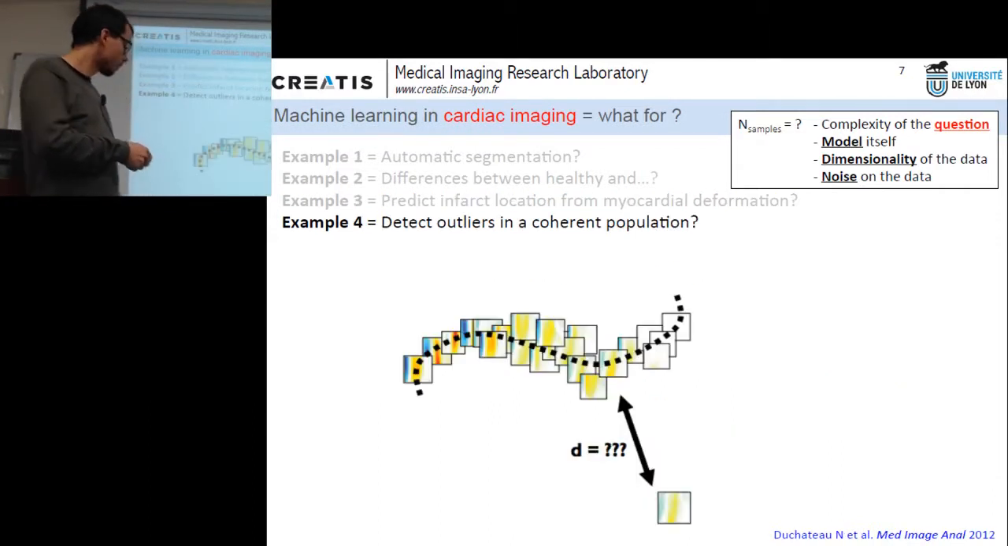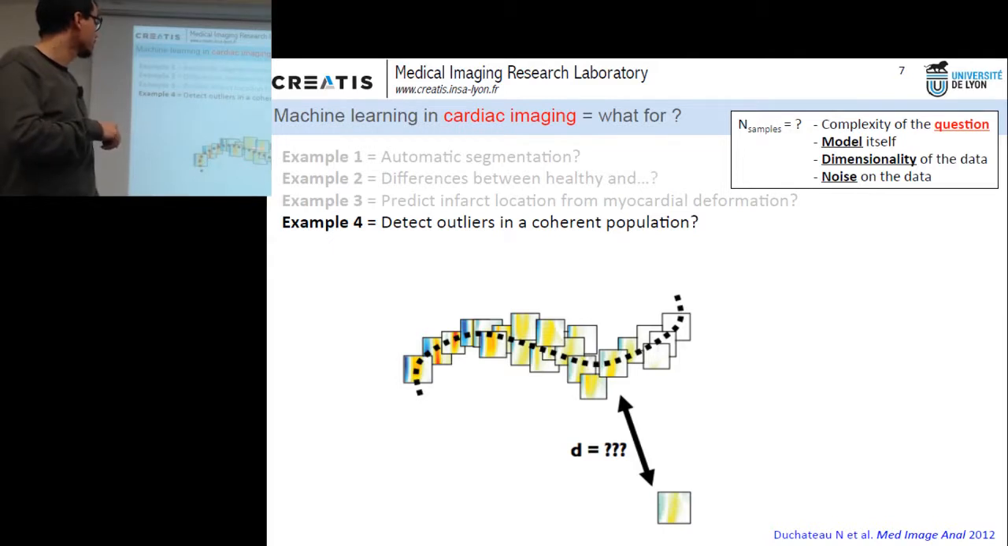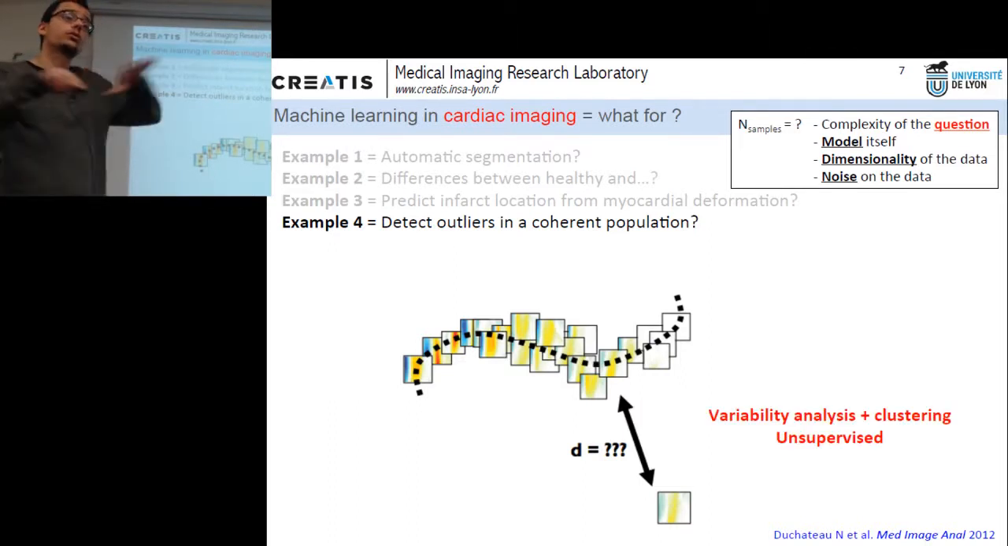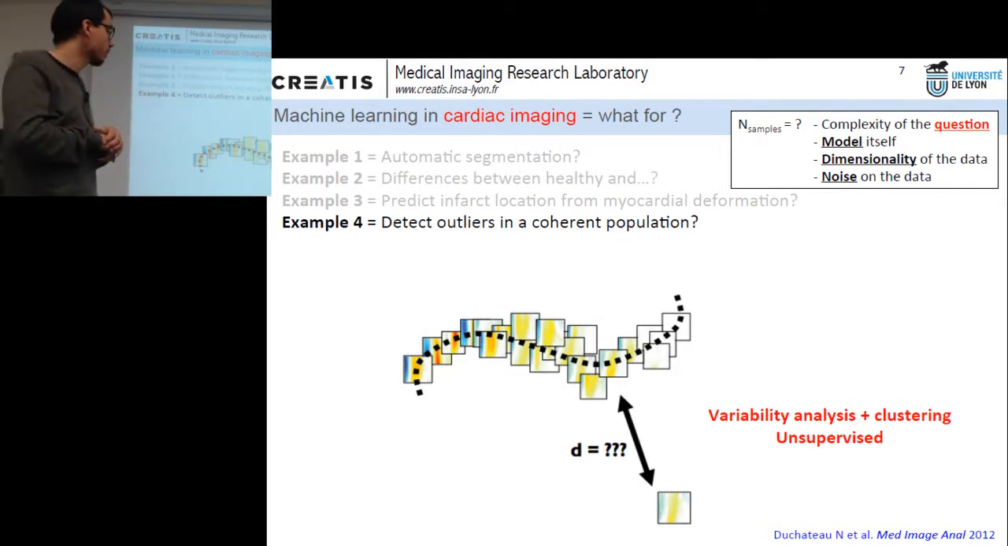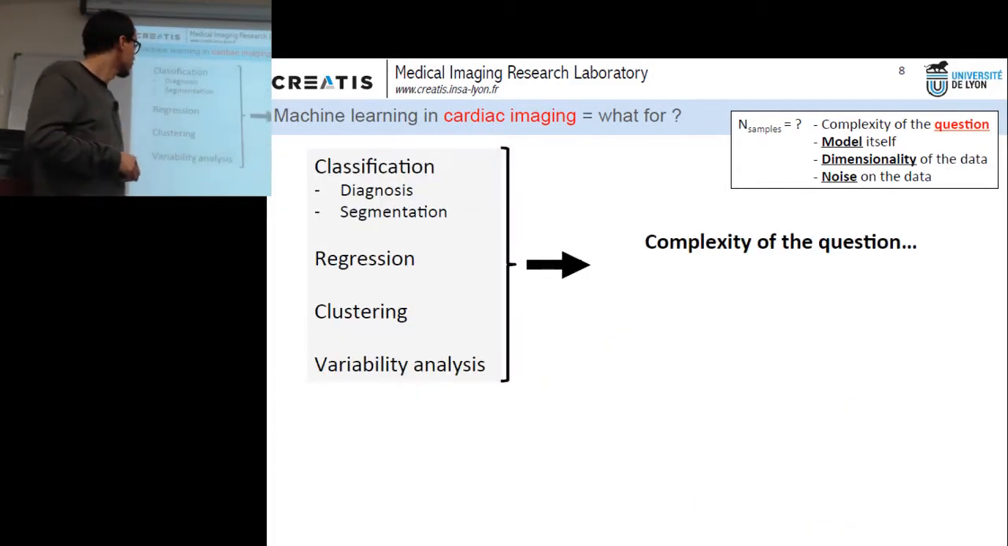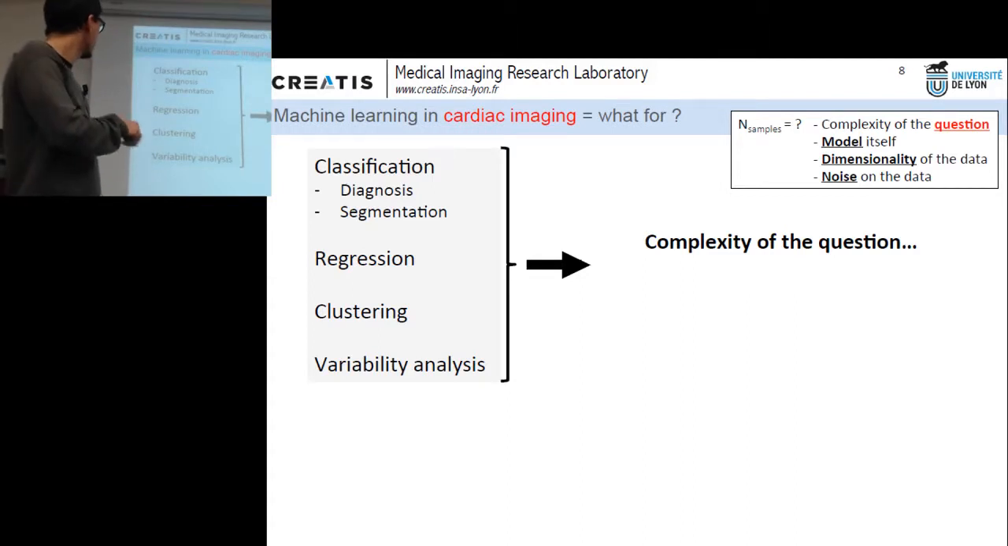And the last one is that we had a population that we wanted to characterize, so do a kind of variability analysis of the population, knowing that it belongs to a given space, and compare new samples to this population. In that case, we were unsupervised because we didn't have labels inside the population, and we wanted to do variability analysis or eventually clustering in other applications. Okay, so these are the basic issues.